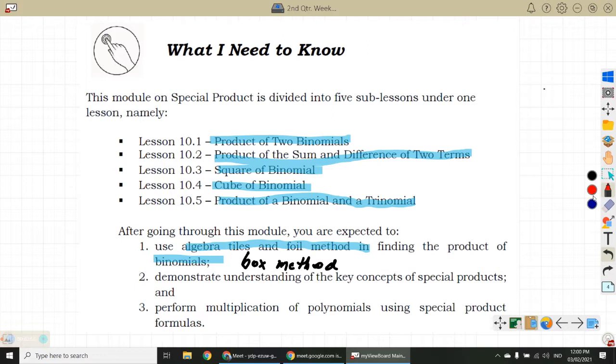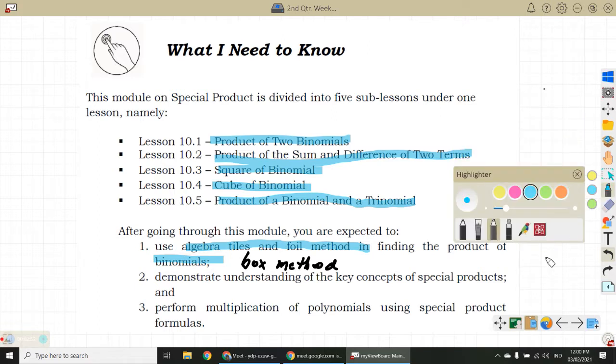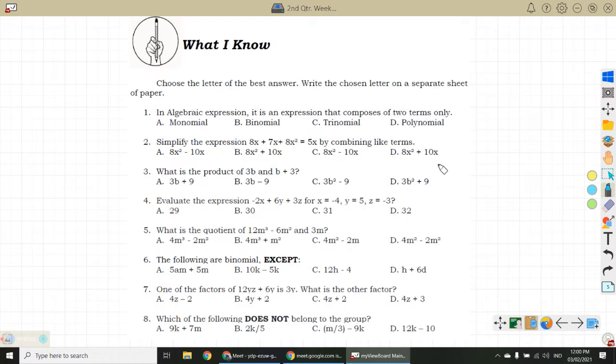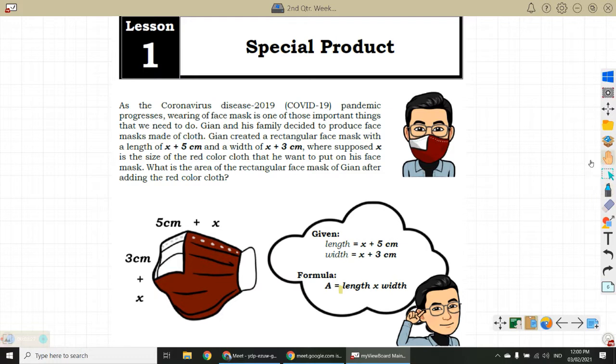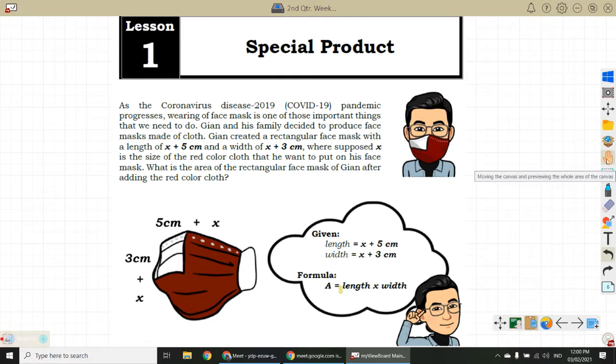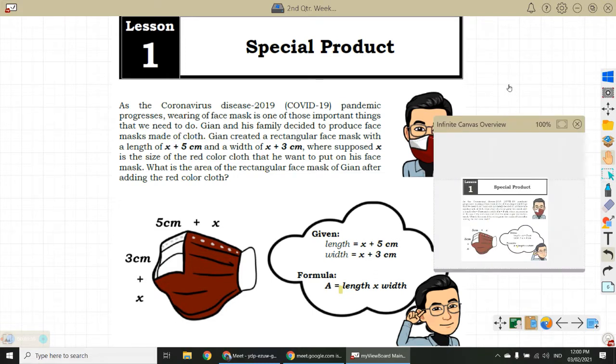Now, for this time, we have special products or shortcuts. The key concept is special products or shortcuts in multiplying polynomials. Perform multiplication of polynomials using the special product formulas or the special product shortcuts. I've already given this one sa inyong Google Classroom. Let us start the lesson. Sakto tayo na 12 o'clock starting with our lesson. We're already 27.